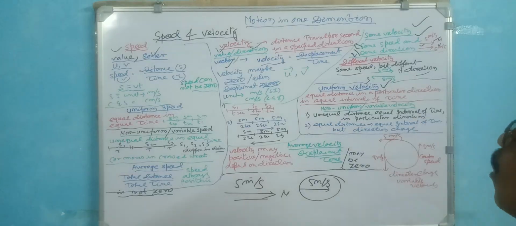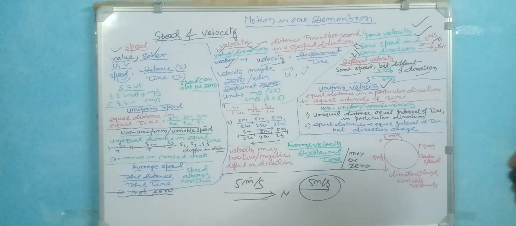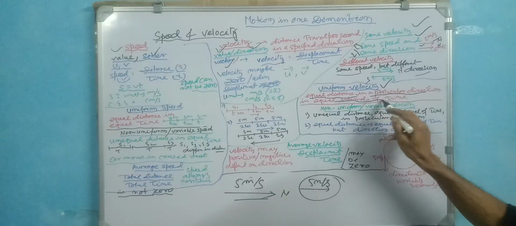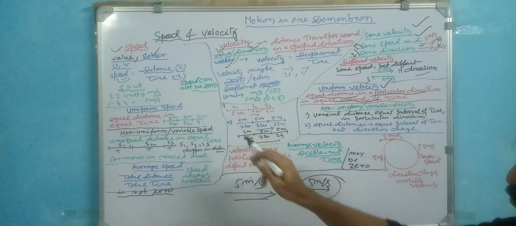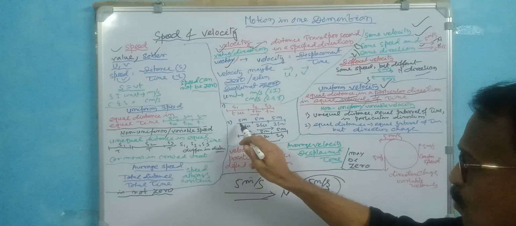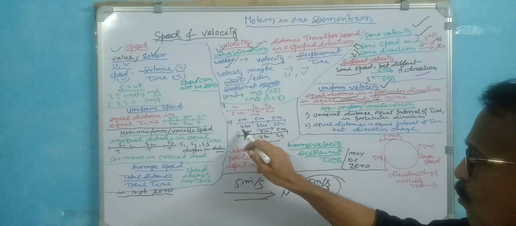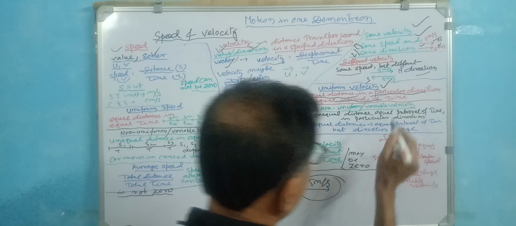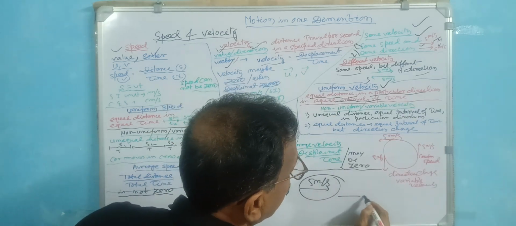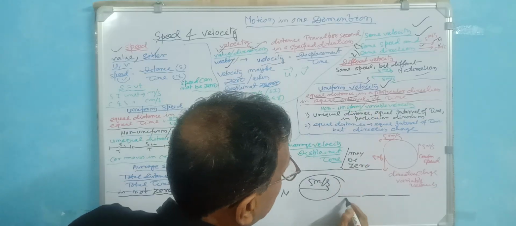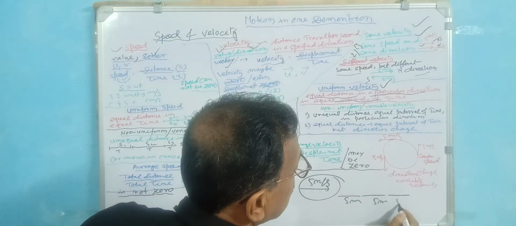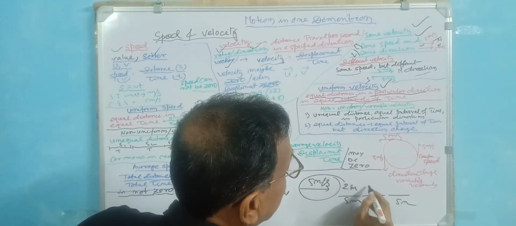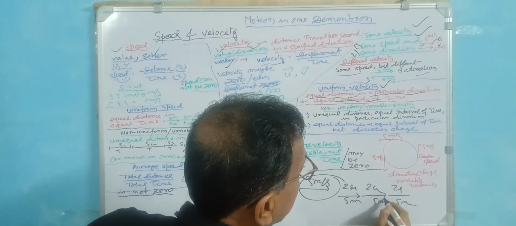Now one is the uniform velocity. Uniform velocity means equal distance in a particular direction in equal intervals of time. That means equal distance, 5 meters, 5 meters, 5 meters, in equal intervals of time and the same direction. Suppose this is 5 meters, this is 5 meters, and in the time interval, suppose this is 2 seconds, this is also 2 seconds, and the same direction.